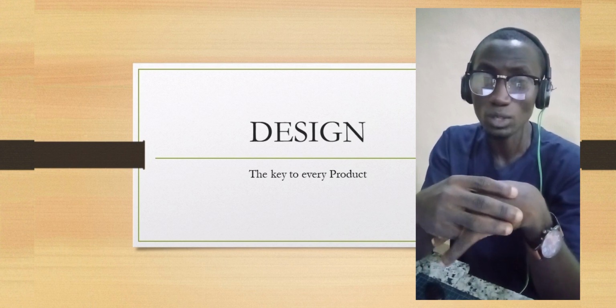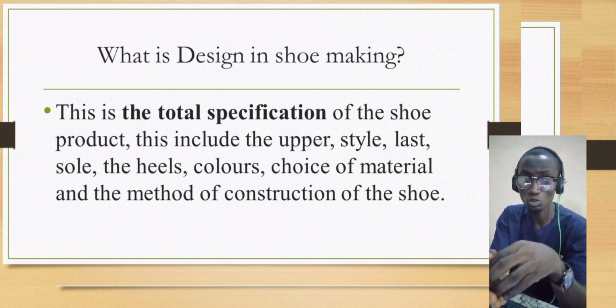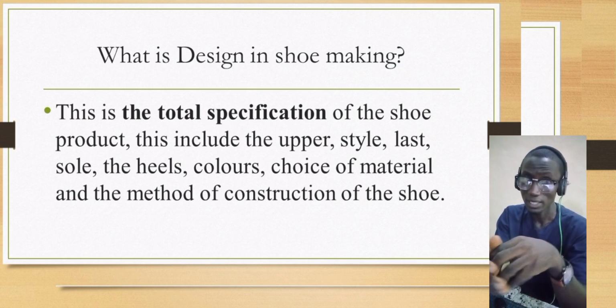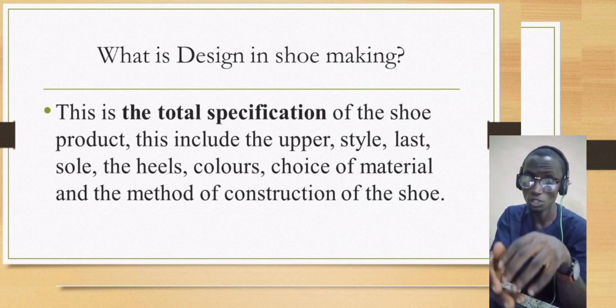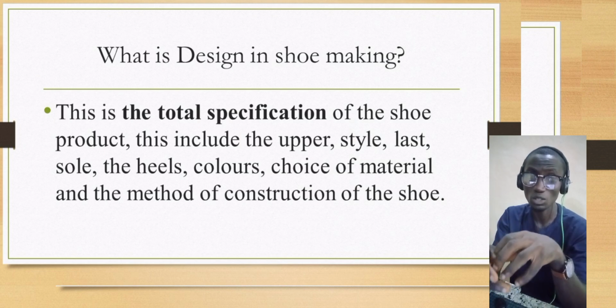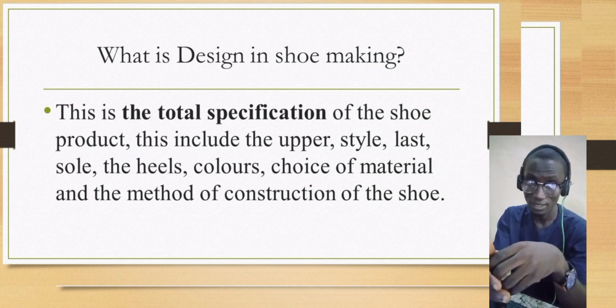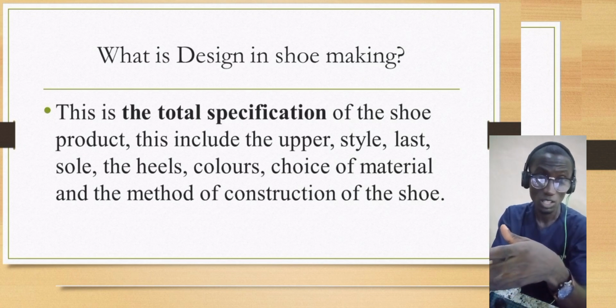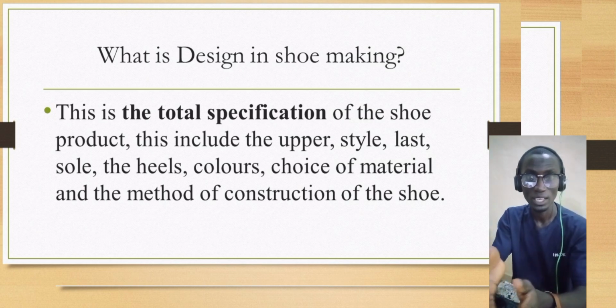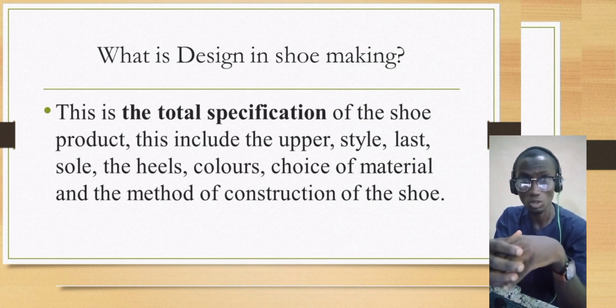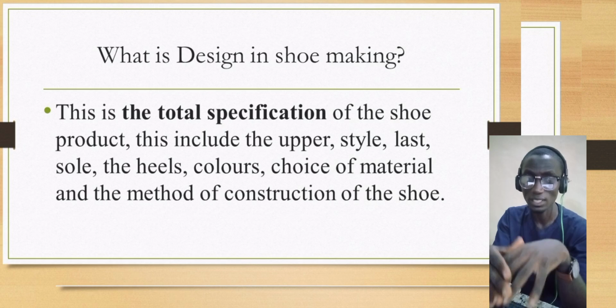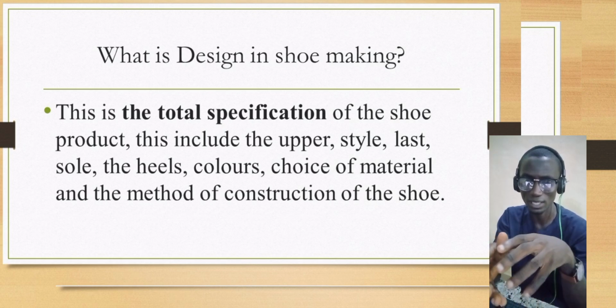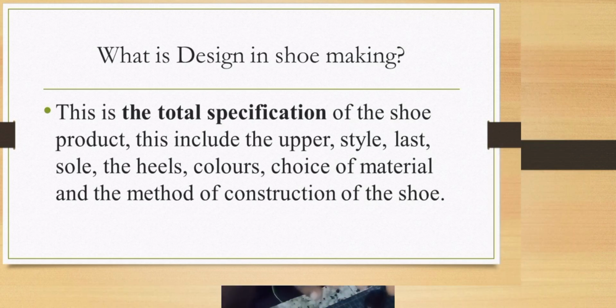Design is the total specification of the shoe product, and this includes what? The upper, the style, the last, the sole, the heels, the colors. It could be the choice of material, and also the method of construction. These are the key elements that make up a design. Specification. What do we mean by total specification?